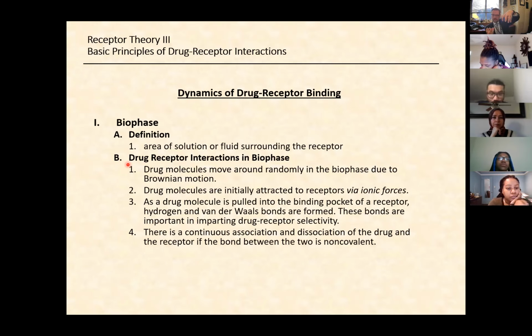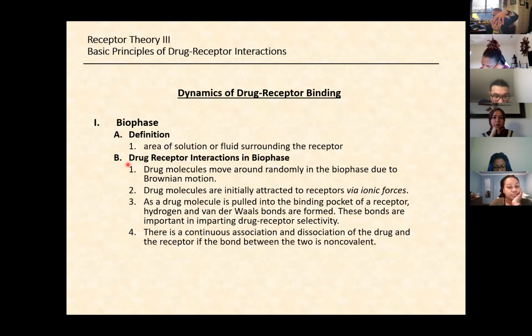the receptor biophase, and if it gets close enough to the receptor, it will begin to be attracted to the receptor binding pocket via ionic forces. And as that drug molecule is pulled into the receptor binding pocket, okay, some of those other bonds form that we were talking about, like hydrogen and van der Waals interactions. And hydrogen and van der Waals interactions allow the drug molecule to rotate and move so that it can bind with a precise, tight fit onto the receptor, okay?